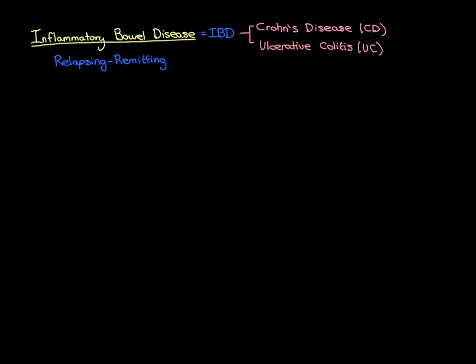So, what I want to do is explain to you how these two different forms of inflammatory bowel disease differ from one another. Both of them conform to that initial summary that I've given you. Both of them are relapsing remitting diseases where you get episodic inflammation occurring within some portion of the bowel. However, they do differ from one another.